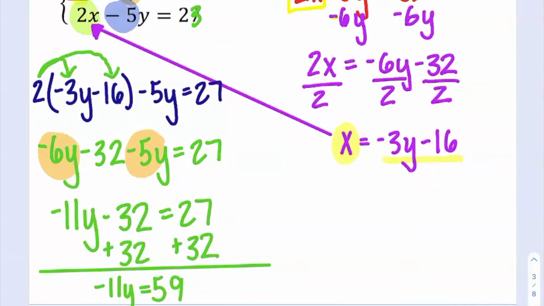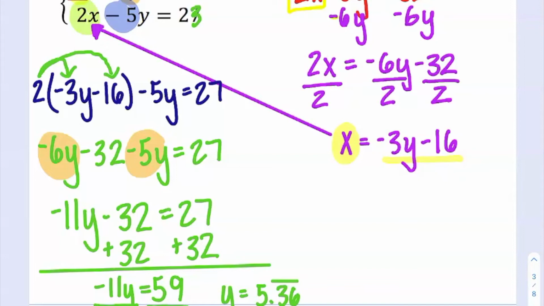So negative 11y is equal to 59. If I divide both sides by negative 11, I get a very nasty number of y's equal to 5.36 repeating. Okay, for the sake of doing this example problem, I'm going to finish it. Our numbers aren't going to be perfect, but hey, sometimes numbers aren't perfect in lessons. Promise you, you'll always have whole numbers on a test.